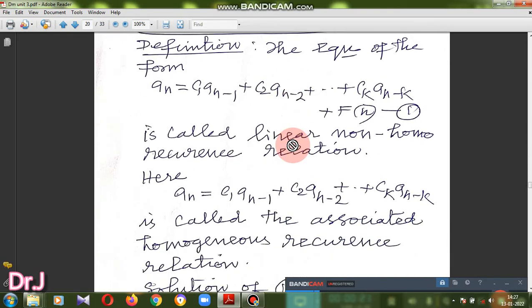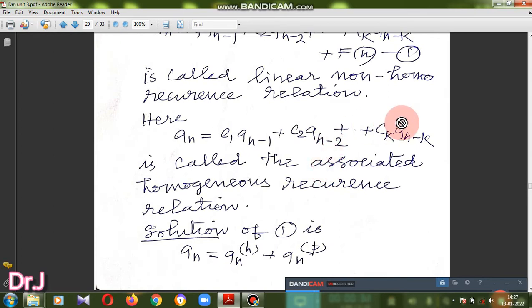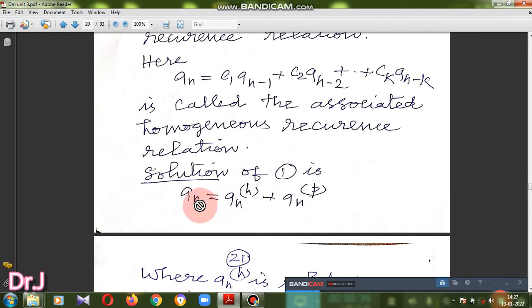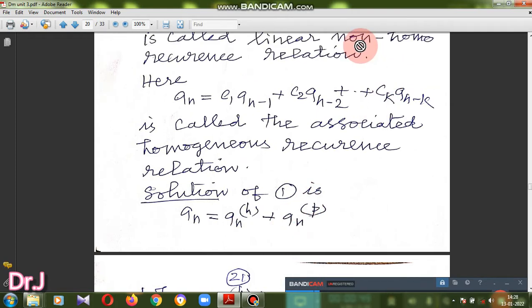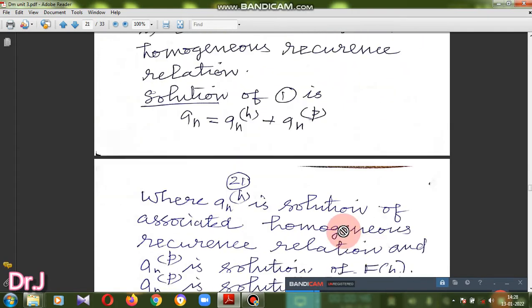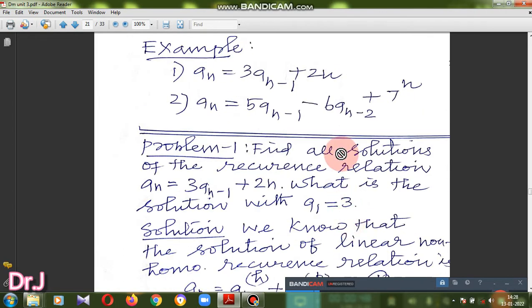A non-homogeneous recurrence relation is of this particular form, where it consists of two parts. One is the homogeneous linear recurrence equation, and another one is a function of n. The solution also will have this form: for homogeneous equations, we have the solution a_n^(h) plus a_n^(p) for the function of n. That's what we discussed in the last class.